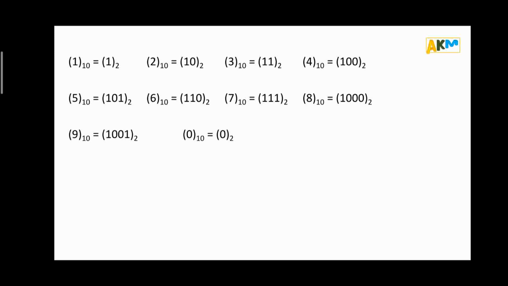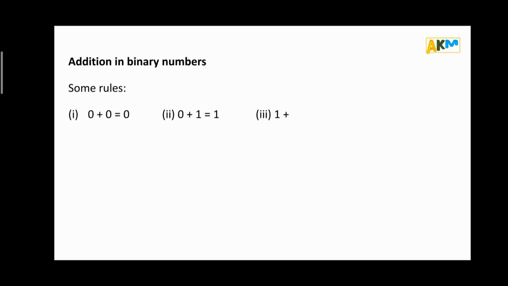Now I think you have got bored, so don't worry guys, let's see some interesting part of binary numbers, that is addition in binary numbers. So there are some rules for addition in binary numbers. Let's see those rules. So the rules are 0 plus 0 is equal to 0, 0 plus 1 is equal to 1, 1 plus 0 is equal to 1, and 1 plus 1 is equal to 10, and 10 plus 1 is equal to 11, and 11 plus 1 is equal to 100.